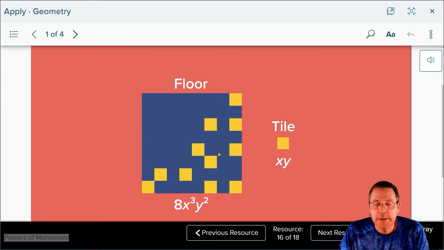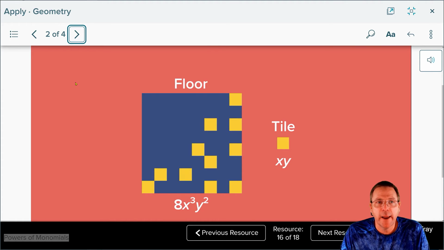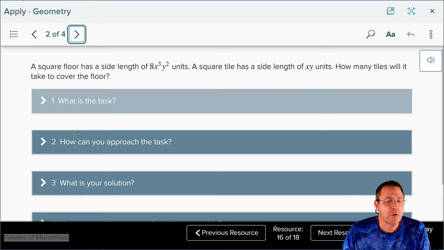Well, that does pose quite a challenge, because what we're going to have to do is find out, first off, what the area of that floor is going to be, and then we're going to have to divide it into XY tile sections. So that's going to be quite a bit of work. We're going to go ahead and skip over to the next part where we have the actual problem written, and I'm going to work through this one with you. I'm not going to expect you to know how to do all this on your own.